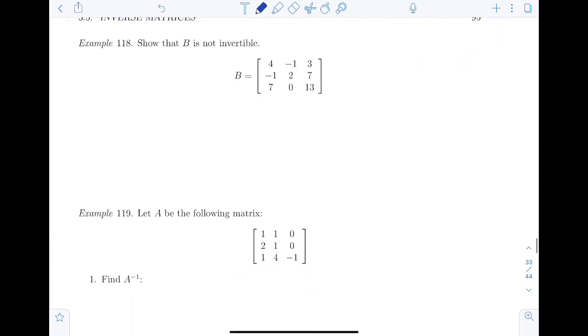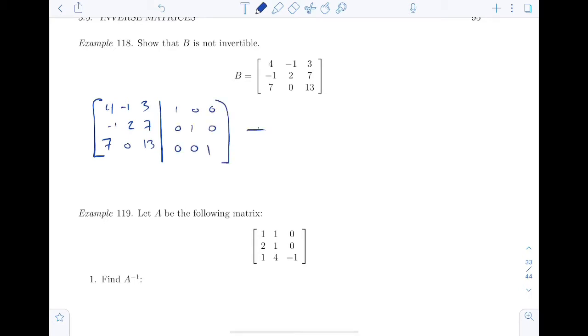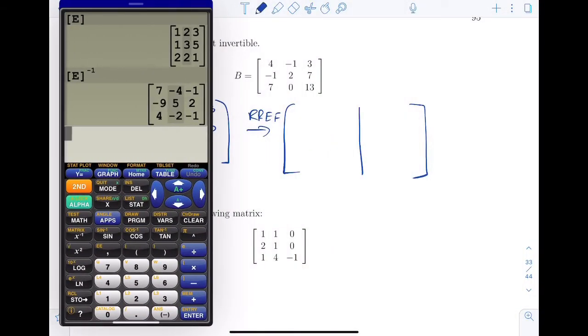Next, here's an example. Let's show that B is not invertible. B is the matrix 4, negative 1, 3, negative 1, 2, 7, 7, 0, 13. What you do to show a matrix is not invertible is you simply start by trying to find the inverse and then show how it's not going to work. So we'll just put this in, and I want to show you what you'll get if you try to invert one that is not invertible. Something will go wrong, and what will that going wrong look like?